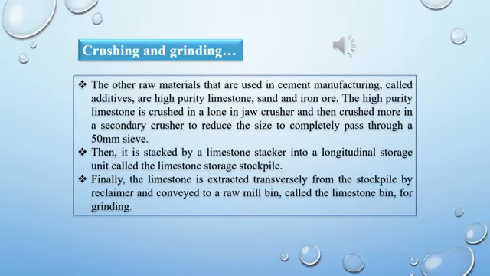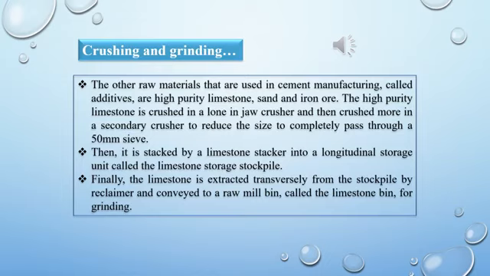The other raw materials that are used in cement manufacturing, called additives, are high purity limestone, sand and iron ore. The high purity limestone is crushed in a jaw crusher and then crushed more in a secondary crusher to reduce the size to completely pass through a 50 mm sieve.